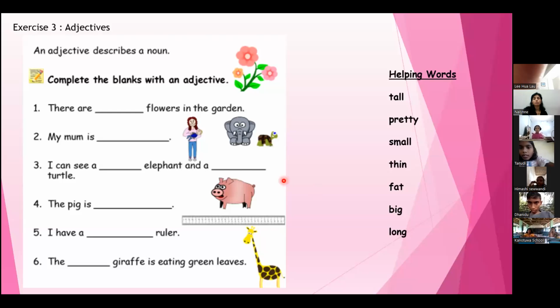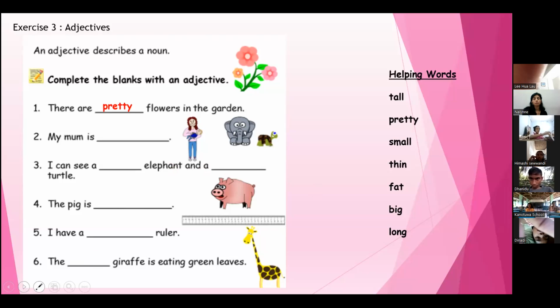There are pretty flowers in the garden. All right, well done. Yes, there are pretty flowers in the garden. Very good, well done. And who was that? Can I know your name, please? Okay, never mind. Okay, we go on to sentence number 2. Tell me your name and then you can read the sentence. All right. Anybody else like to try now?